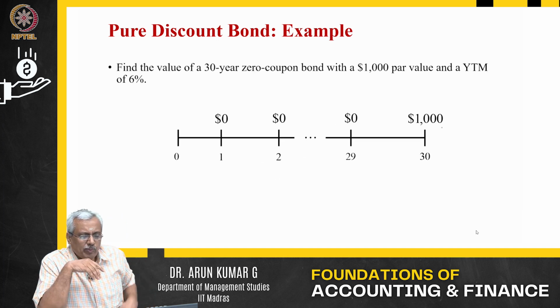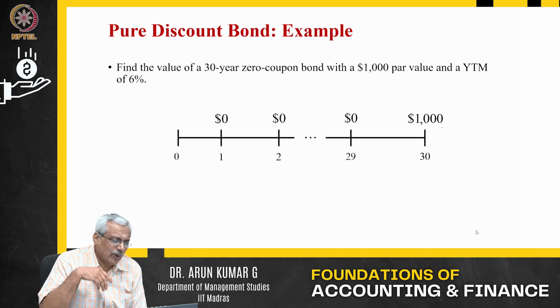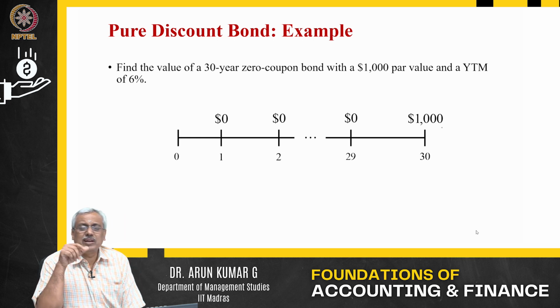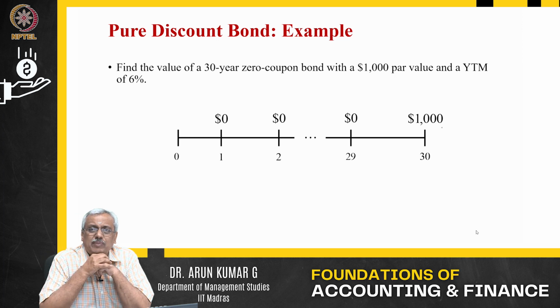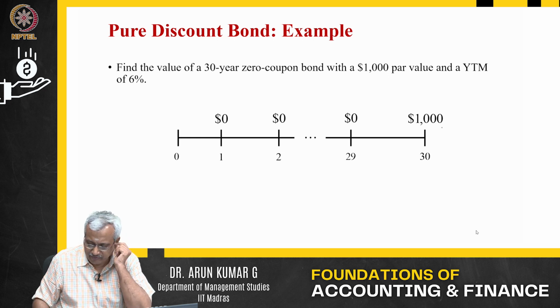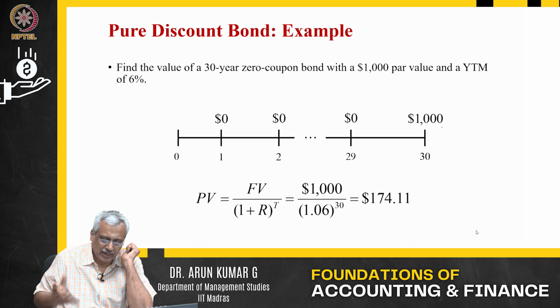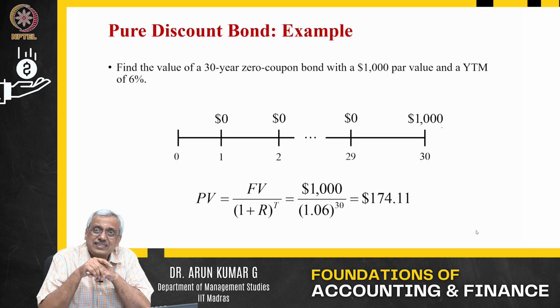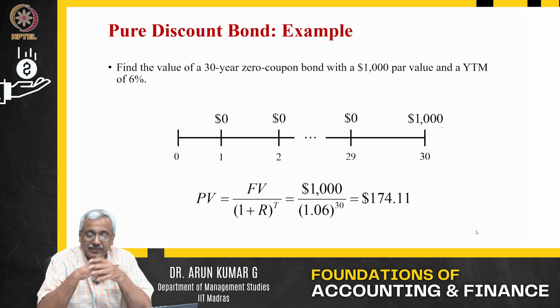A 30-year zero coupon bond, 1000 is the par value. YTM is 6%. That yield to maturity today in the market is 6%. So what is the price at which you will buy this bond? 1000 divided by 1 plus 6% to the power of 30. That's all you will do, and you will buy this bond at 174.11 if your expected return is 6%. Yield to maturity in the market is 6%.